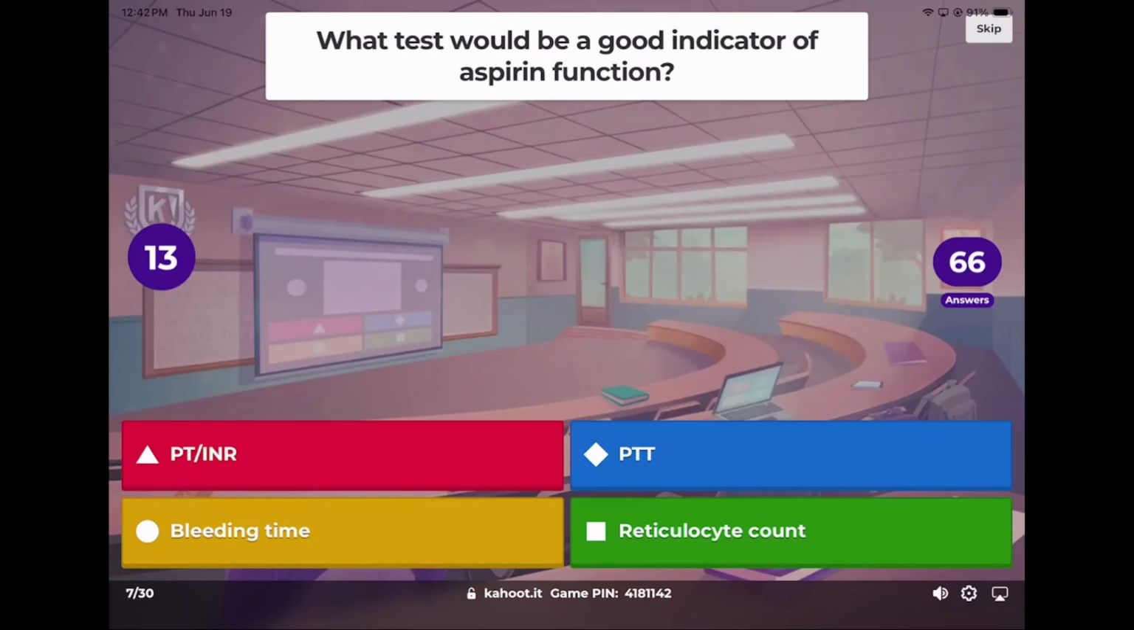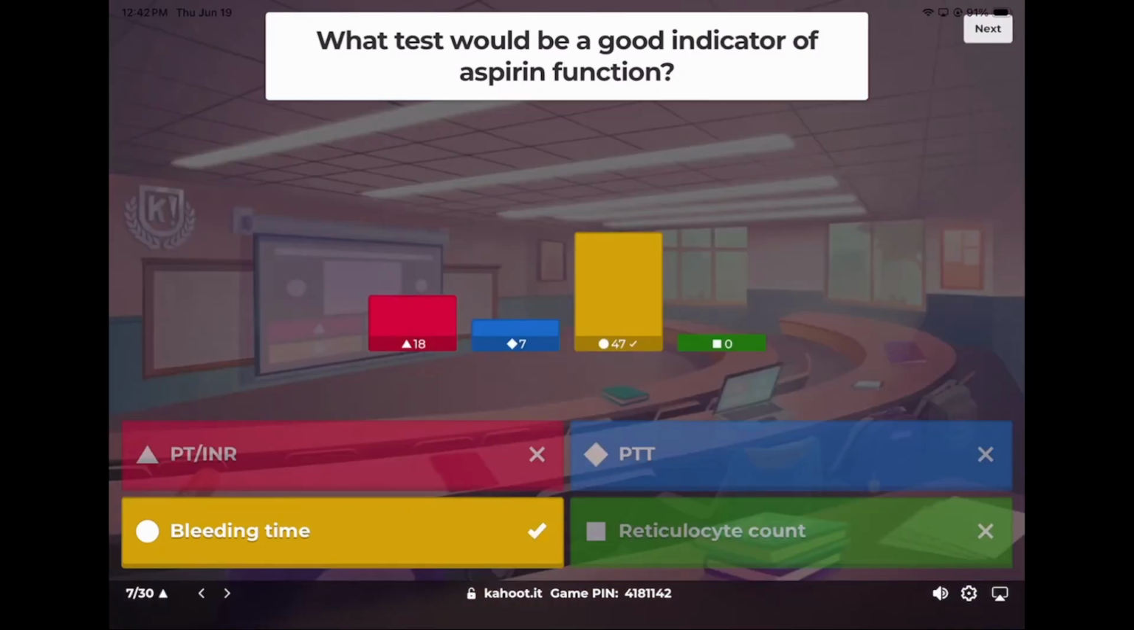PT/INR will be a good function of what? Warfarin, Coumadin. PTT, heparin. Reticulocyte count. What does that tell us? Making new red blood cells. And if that reticulocyte count goes up, it means we're making a lot of new red blood cells. There's got to be a reason for that. Work backwards and find out why they are getting destroyed.